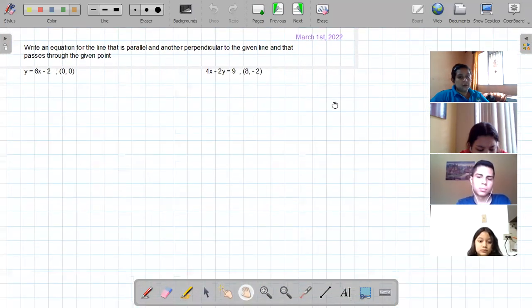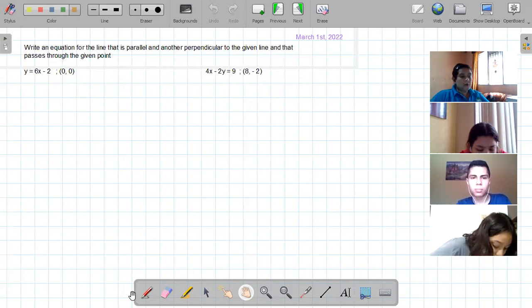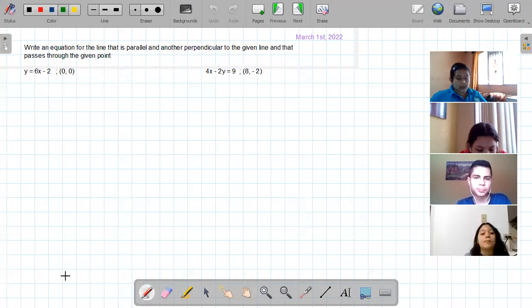So let's continue and place the date at the top of the page, okay? And today we're going to find equations that are both parallel or perpendicular to a given one and a given point. So instructions: write an equation for the line that is parallel and another perpendicular to the given line and that passes through the given point. And I have two exercises, okay? y equals 6x minus 2 and the given point is (0, 0). And 4x minus 2y equals 9 and the point is (8, -2). And we're going to get two more equations. We're going to write an equation for a line that is parallel and an equation for a line that is perpendicular.